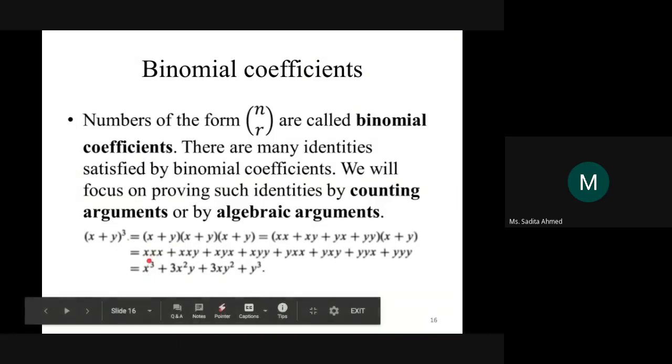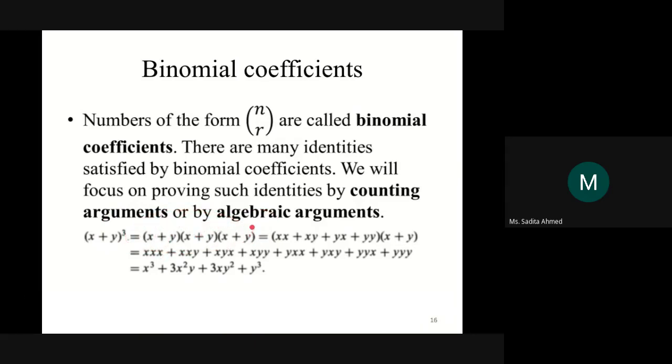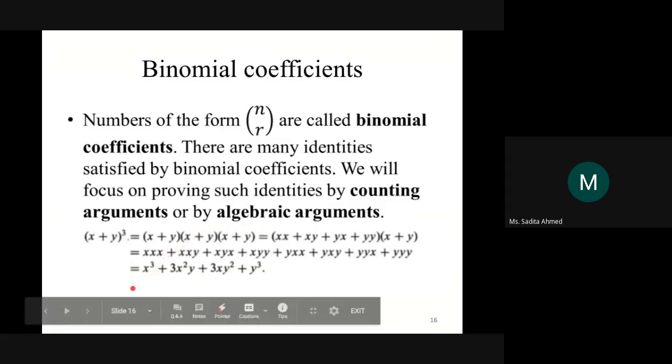In order to get x cube, understand what we have to do. X plus y whole cube is x plus y multiplied with x plus y multiplied with x plus y. That is, in this entire product term, we have 3 sum terms. And how will you get x cube? You get x cube when you're multiplying.